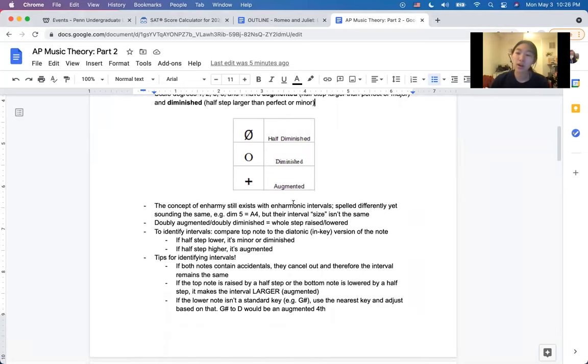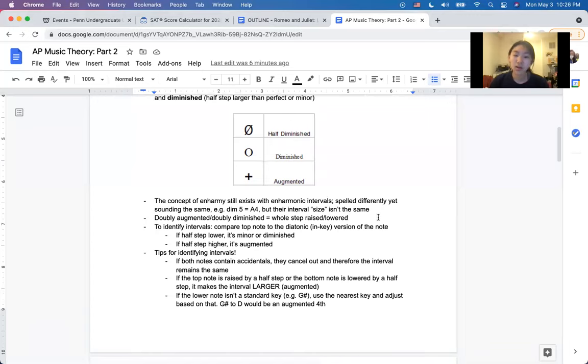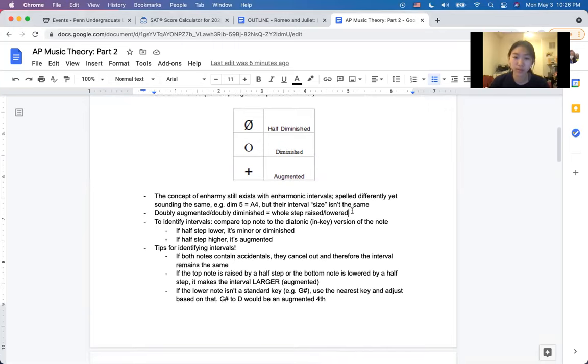So the concept of enharmonic, whether it be intervals or keys, still exists with intervals. They are basically just intervals that are spelled differently yet still sound the same. For instance, I have here diminished fifth and augmented fourth. They sound the same as an interval, but technically their size isn't the same, since one is a fifth and one is a fourth, even if they're diminished or augmented. Now, there also exist doubly augmented and doubly diminished intervals, which is basically just, if you think about it, 2 half steps raised and 2 half steps lowered, which is just a whole step.